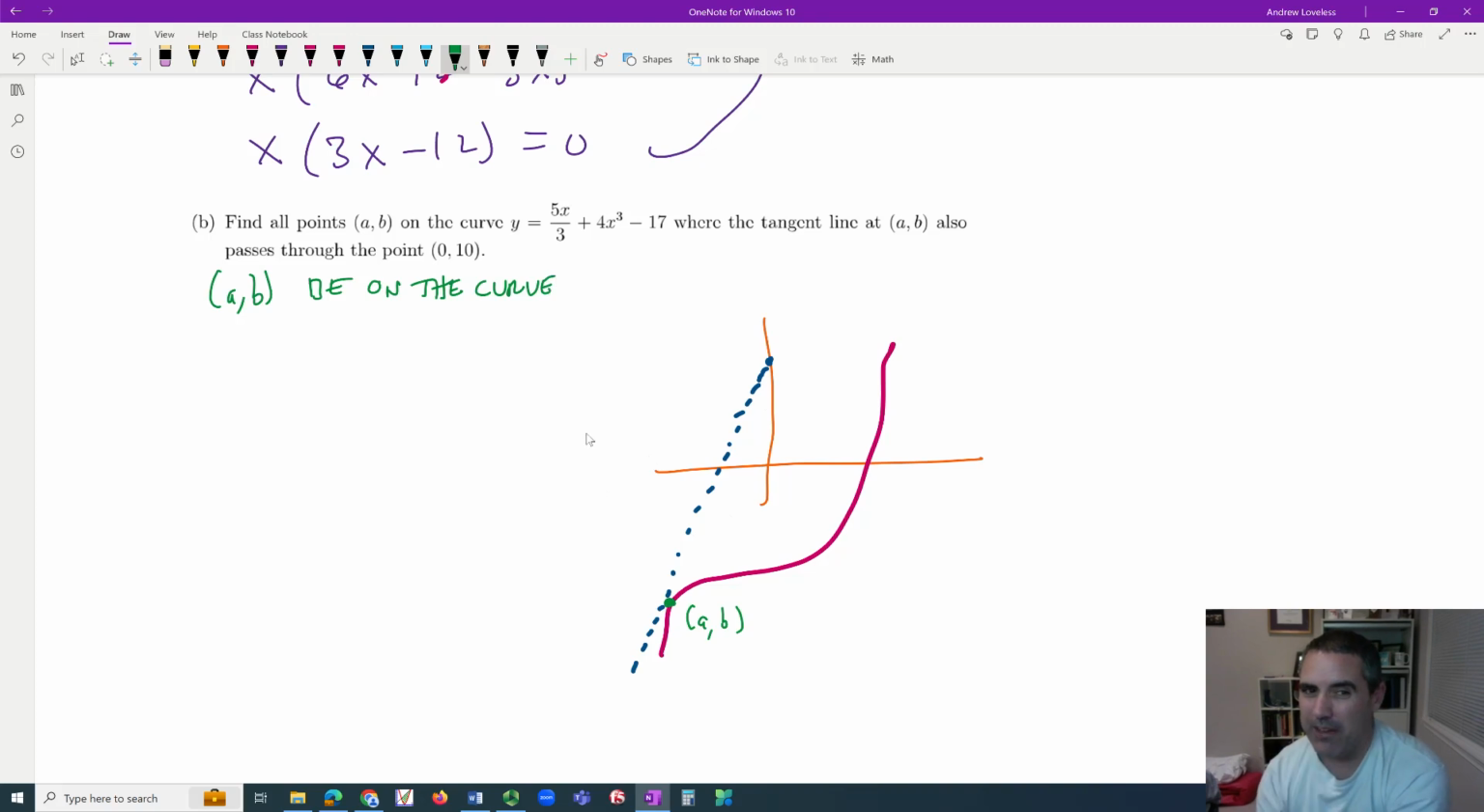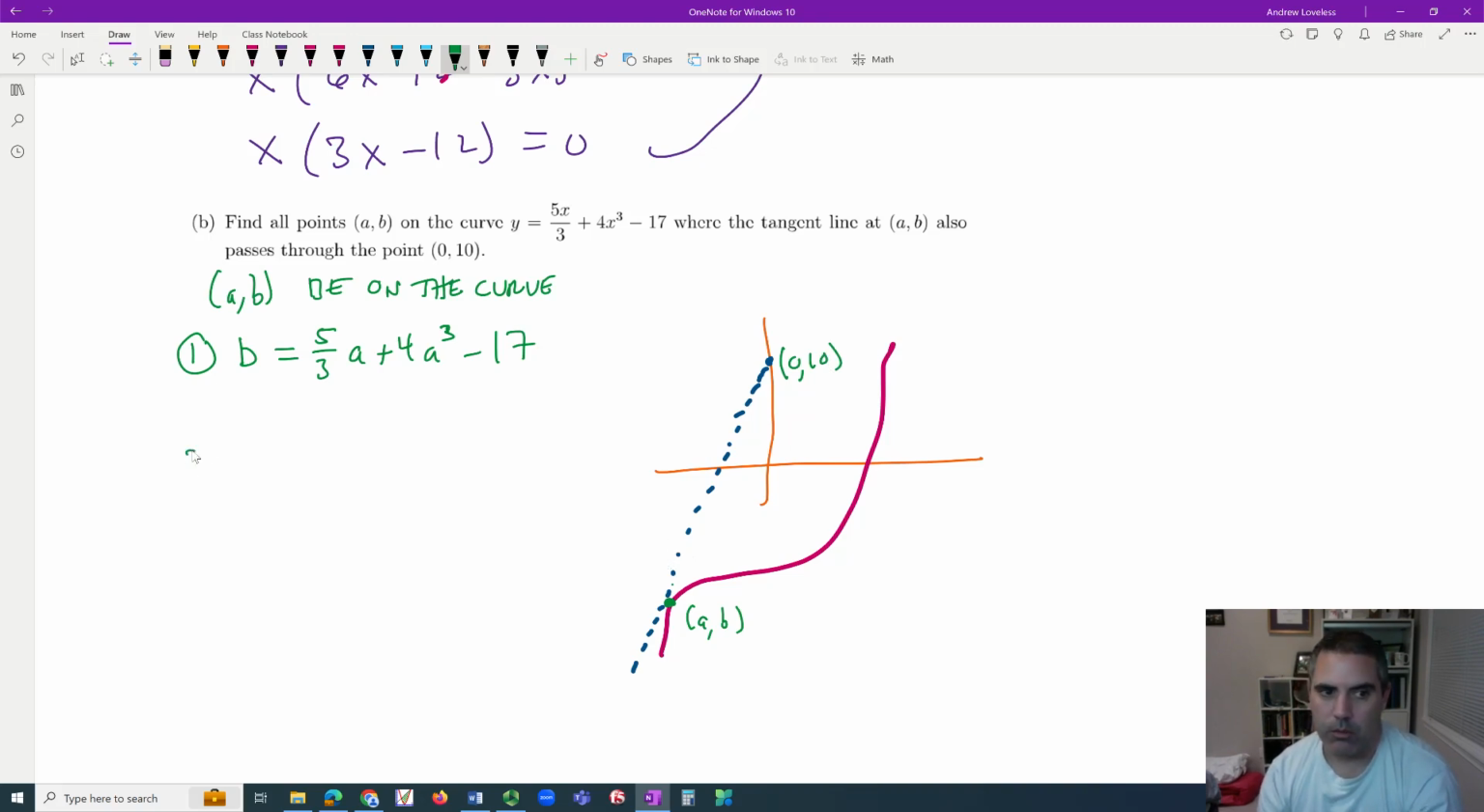So in these problems, you should already have this plan when you go into the test. The fact that it's on the curve gives me one fact, which is that B is equal to 5/3 A plus 4A cubed minus 17. So it's important you understand that you're going to say, I don't know the point on the curve. They told me a point that's off the curve, but the line goes through it.